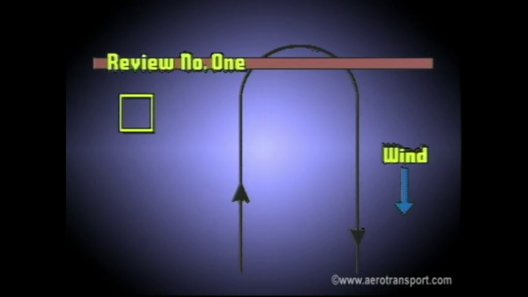Now, take time for this quick review. You are turning from upwind to downwind at a low level in a high wind. What illusion may appear, and why is it dangerous?